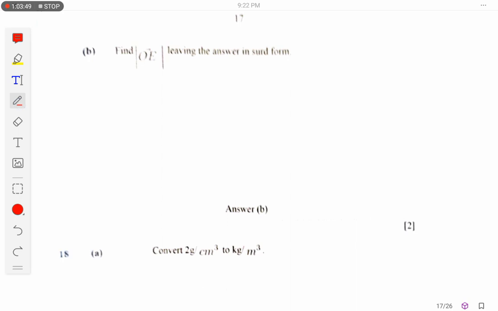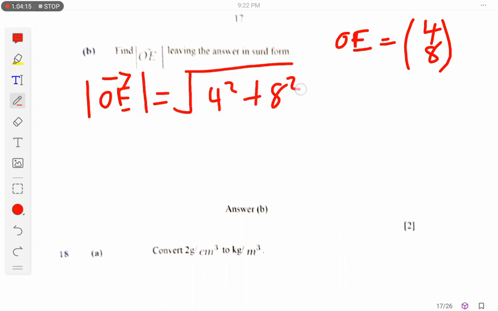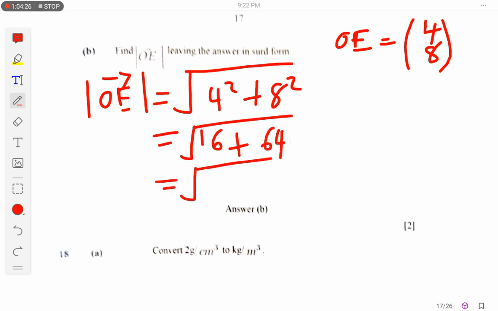So we want the magnitude of OE. We have calculated OE, and OE is equal to 4 and an 8 here like that. So when we want the magnitude of OE, it means we want the square root of 4 squared plus 8 squared. We will get 4 squared, that's 16, plus 8 squared, that's 64. If we add this, 16 plus 64, that's 80.